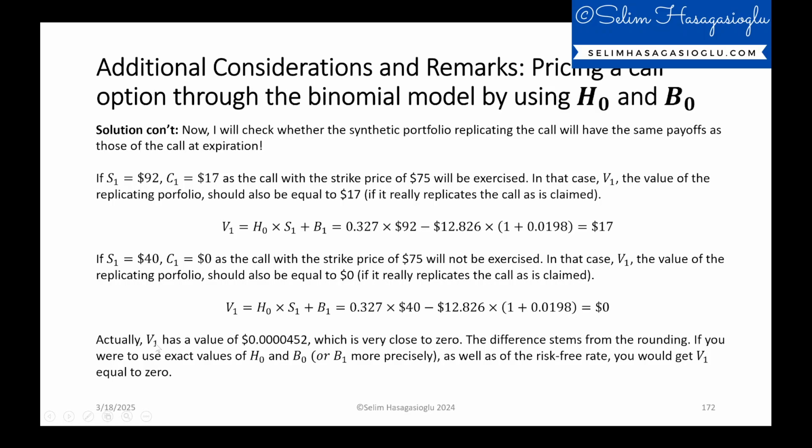For the second case, actually, V1 has a value of 0.40452, which is very close to zero. The difference stems from the rounding. If you were to use exact values of H0 and B0, or B1 more precisely, because remember, you need to calculate the future value of B0 to get the value of V1 at time 1, as well as of the risk-free rate, you would get V1 equal to 0 in that case.